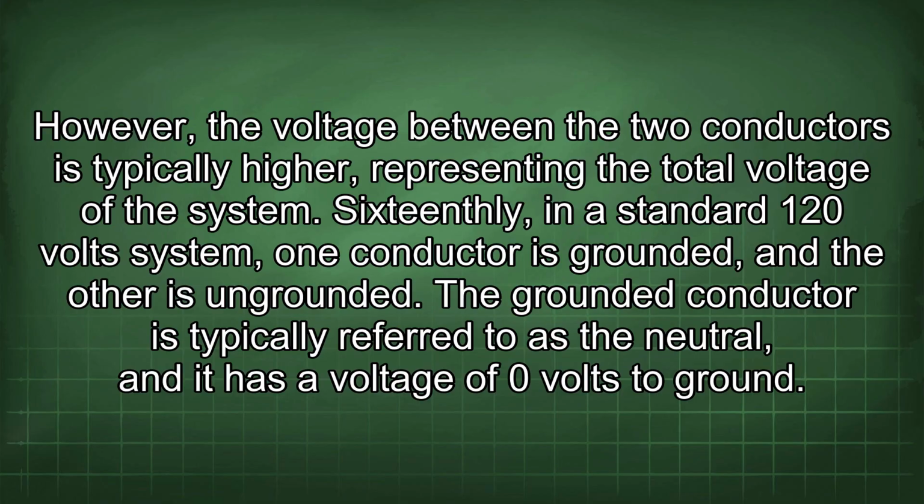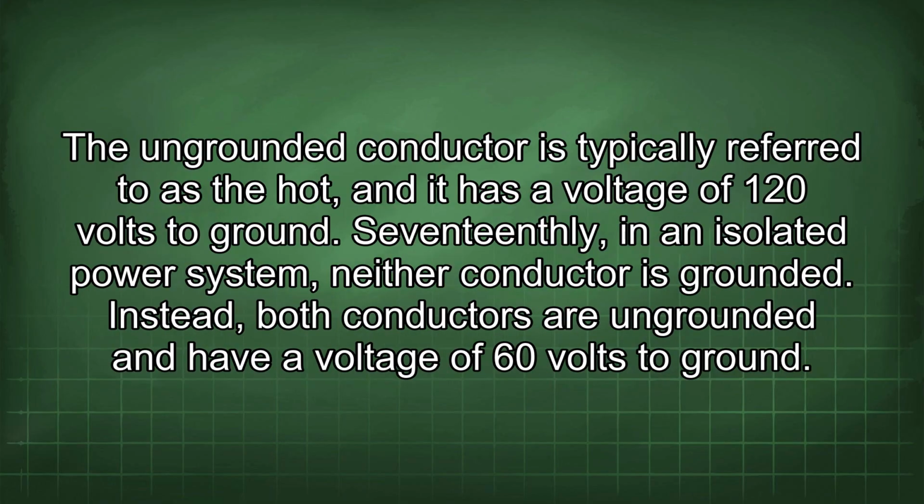16thly, in a standard 120 volt system, one conductor is grounded, and the other is ungrounded. The grounded conductor is typically referred to as the neutral, and it has a voltage of 0 volts to ground. The ungrounded conductor is typically referred to as the hot, and it has a voltage of 120 volts to ground.